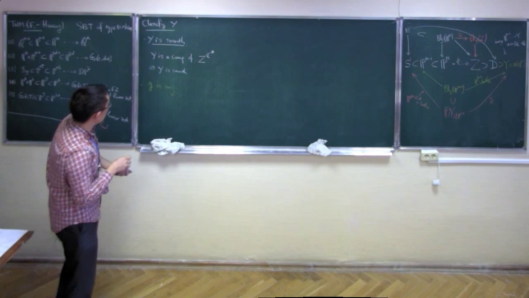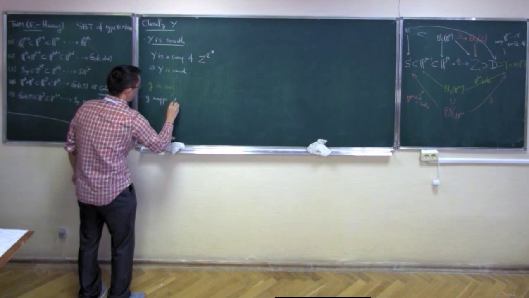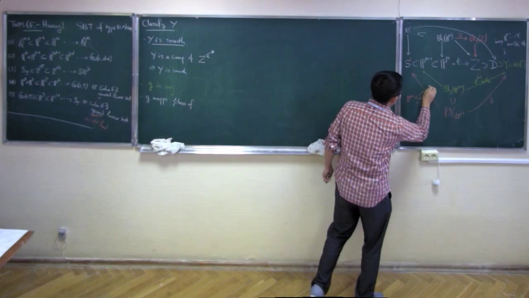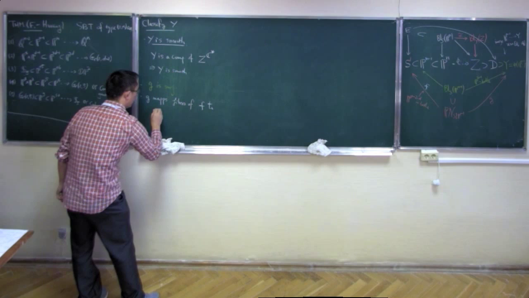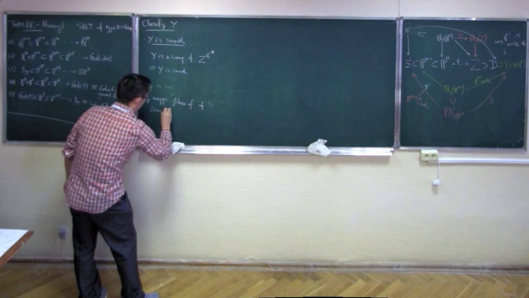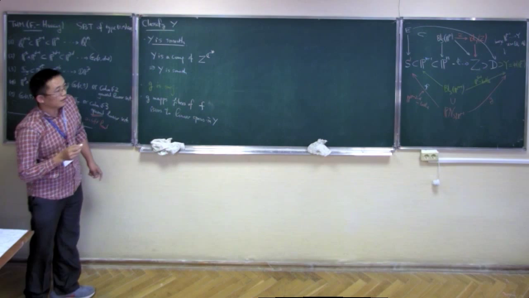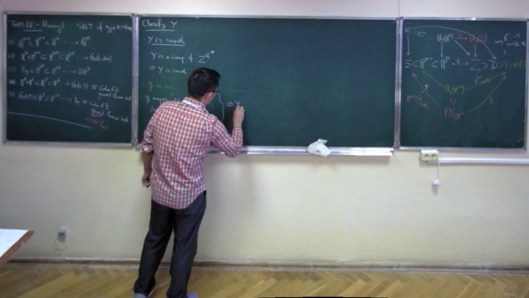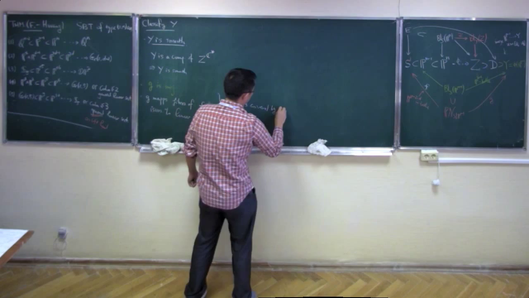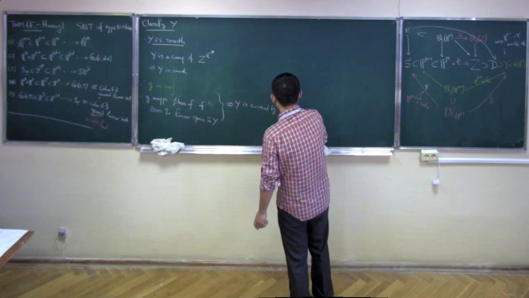And also G maps fibers of this map, fibers of this F, isomorphically to linear spaces in Y. So from this you can say that Y is in fact covered by linear spaces. So Y is covered by linear spaces. This linear space is of dimension n minus 2 minus d.